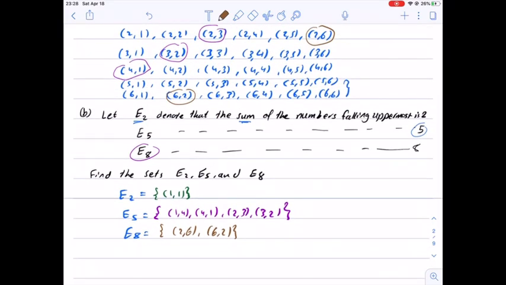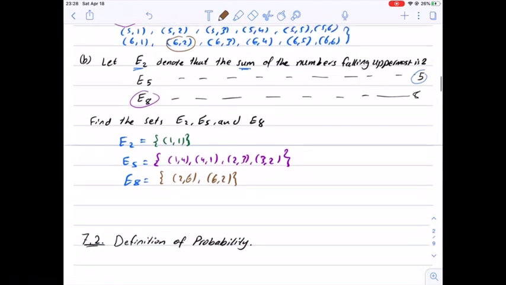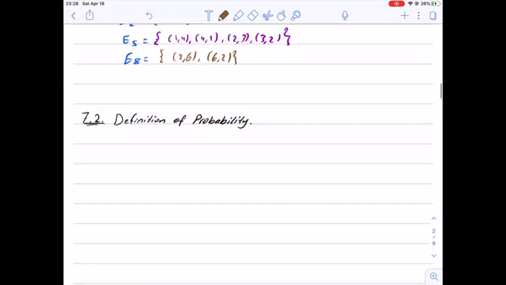Now if you are interested in finding the event that represents the sum is greater than 7, for example, you can determine it from this, or less than 4, we can determine it in a similar way.